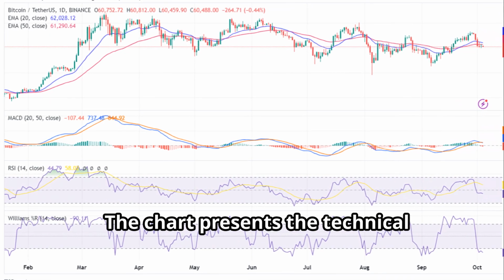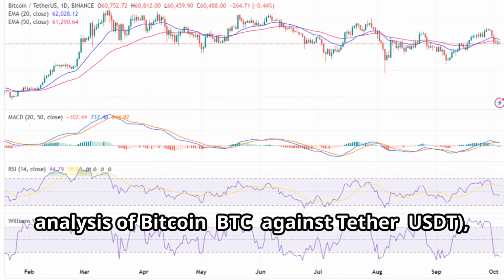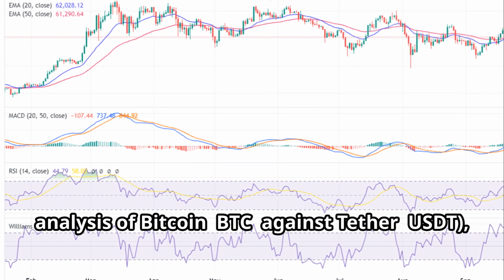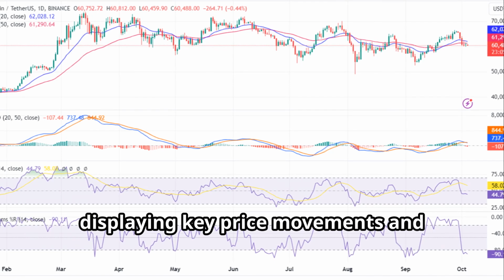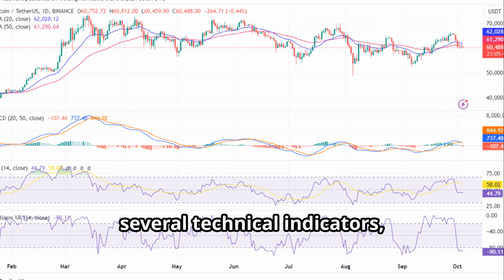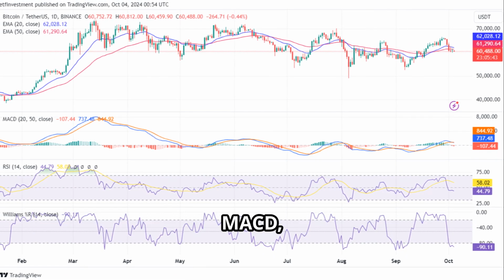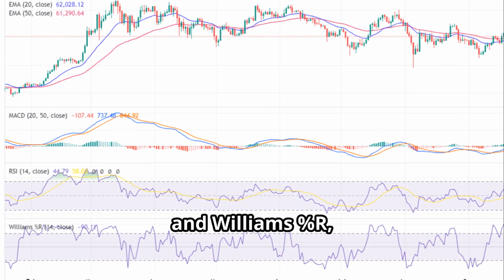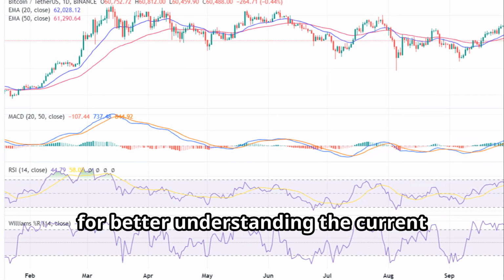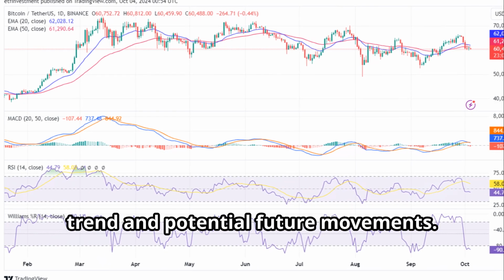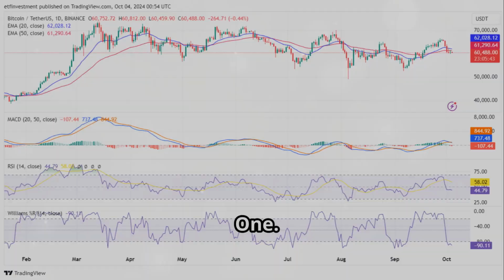The chart presents the technical analysis of Bitcoin, BTC, against Tether, USDT, displaying key price movements and several technical indicators, including exponential moving averages, EMAs, MACD, RSI, and Williams %R, for better understanding the current trend and potential future movements. Here's a detailed breakdown.